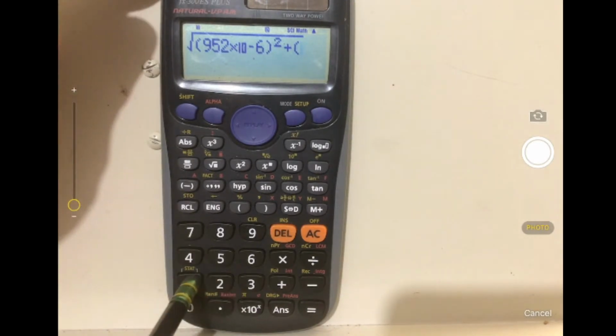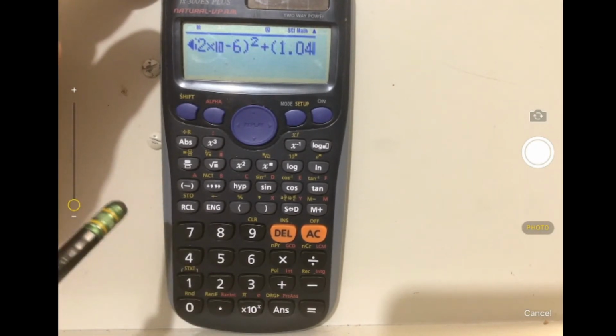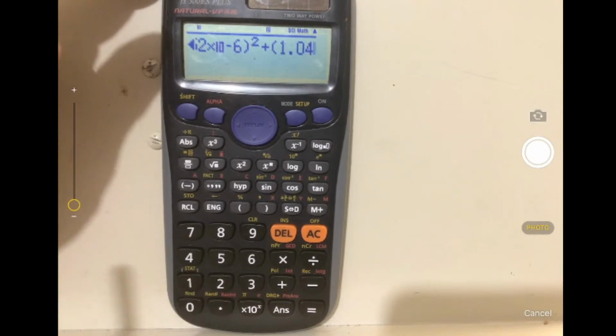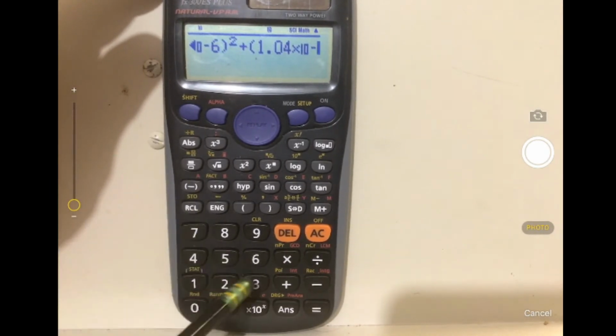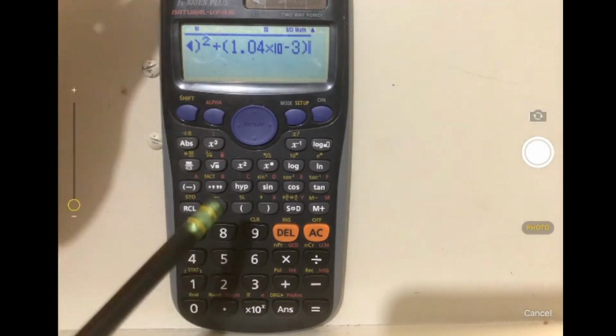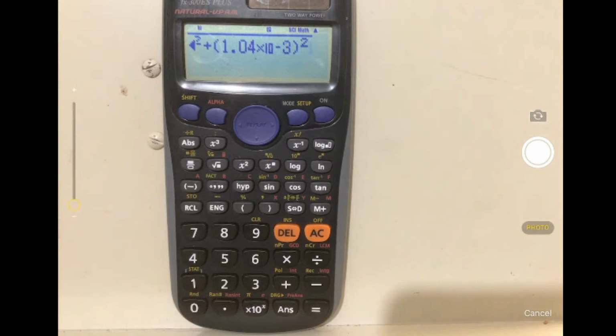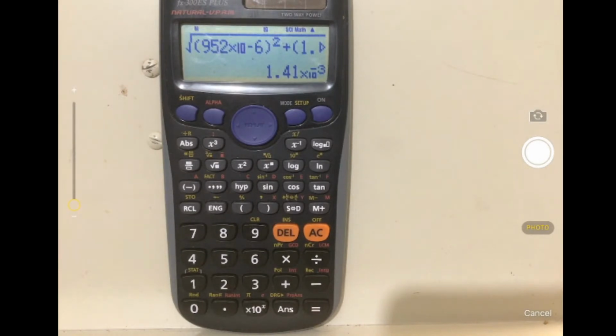So 1.04, and remember what milli is. You look it up on the table if you don't remember, but milli is 10 to the minus 3. And so I say, okay, times 10 to the, again, minus button up here, 3. And then I can close that, and then that is supposed to be squared, right? Yep. So I hit the square button, and now I'm done. Everybody's in the square root. We're good. Oh, look at that. We got engineering notation right away. 1.41 times 10 to the minus 3.